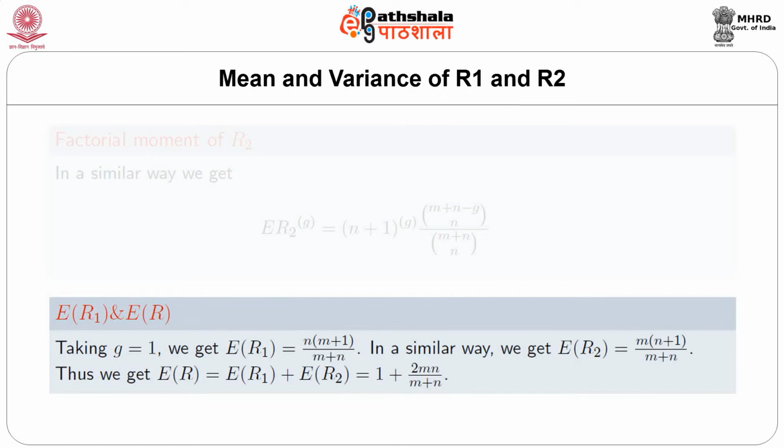Then once you get the factorial moments of r1 and r2, we can take g as 1 to get the expected value of r1, which comes out as n times m plus 1 divided by m plus n, and in a similar way we get the expected value of r2 as m times n plus 1 divided by m plus n. Thus we get the expected value of the total number of runs as 1 plus twice mn divided by m plus n.